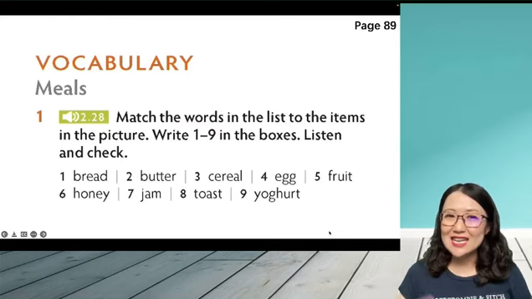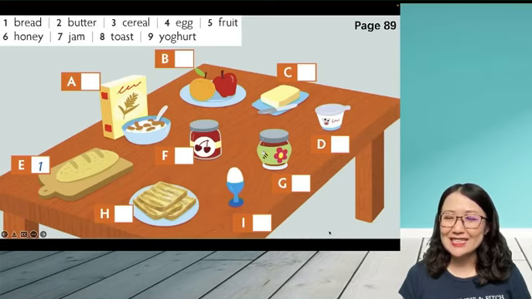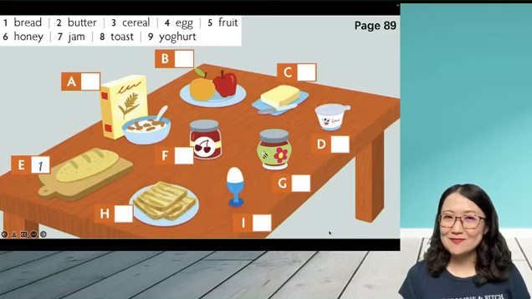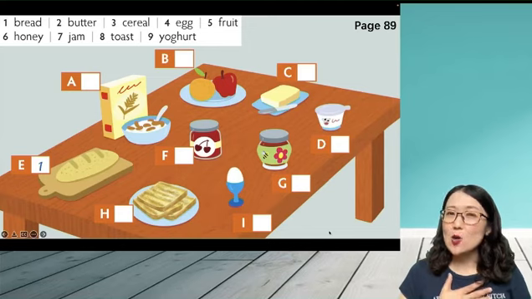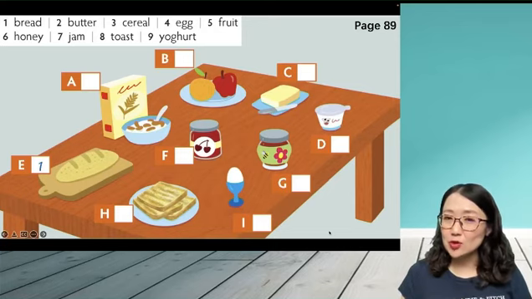So, let's take a look at this picture. And you can see there are different food on this picture, right? And what are these foods for? I think they're for breakfast, right? Think about it. What do you eat for breakfast? For me, I will have some bread. And I also have some coffee. And I have some fruit for breakfast.